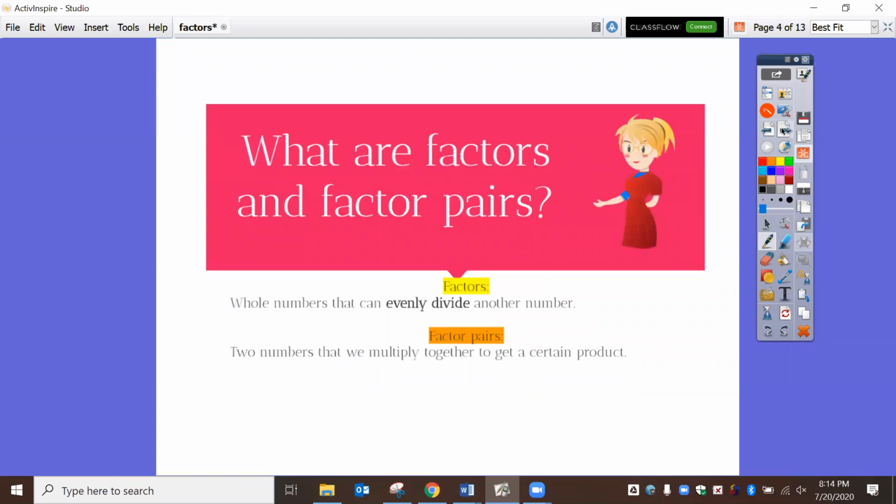You may be asking yourself, what are factors and factor pairs? Factors are whole numbers that can evenly divide another number. And factor pairs are two numbers that we multiply together to get a certain product. I'm going to be teaching you 3 different ways that you can find factors and factor pairs today.